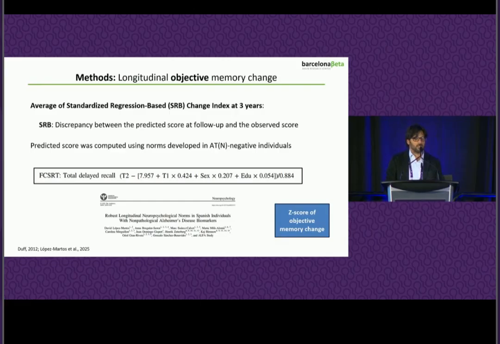So in our case, we made these robust longitudinal norms using the individuals that are biomarker negative, so amyloid negative, tau negative, and neurodegenerative markers negative at both baseline and follow-up, and then calculated the expected trajectory, the expected SRB from them, using formulas like this. And we recently published this paper with these longitudinal norms based on amyloid negative individuals. We averaged the z-scores and obtained a z-score for objective memory change.